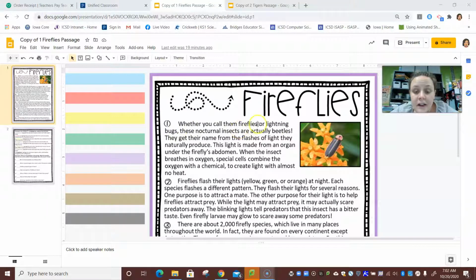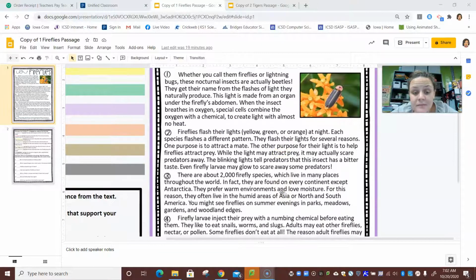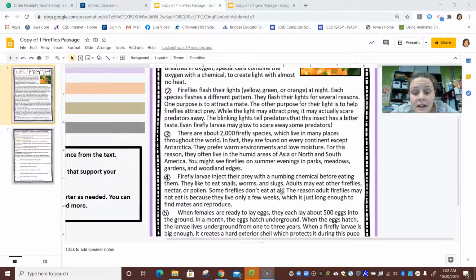Whether you call them fireflies or lightning bugs, these nocturnal insects are actually beetles. They get their name from the flashes of light they naturally produce. This light is made from an organ under the firefly's abdomen. When the insect breathes in oxygen, special cells combine the oxygen with a chemical to create light with almost no heat. Fireflies flash their lights, yellow, green, or orange at night. Each species flashes a different pattern. They flash their lights for several reasons. One purpose is to attract a mate.